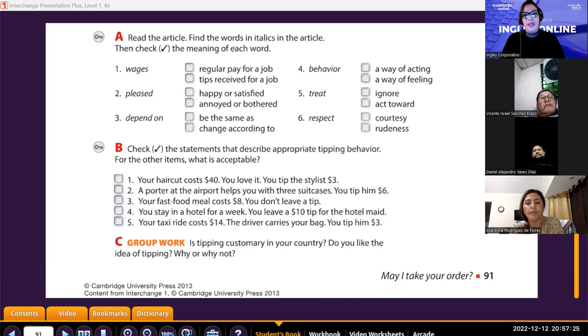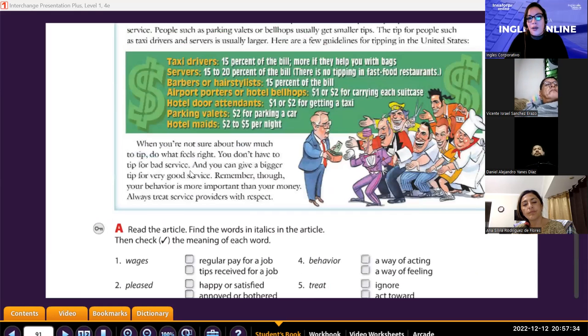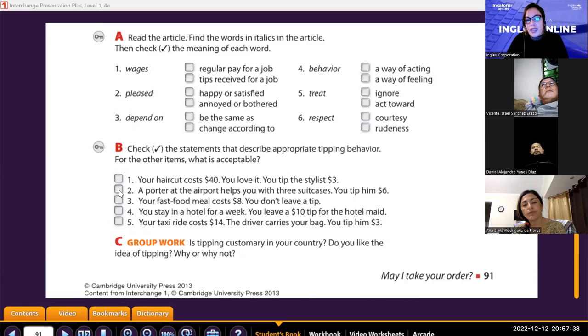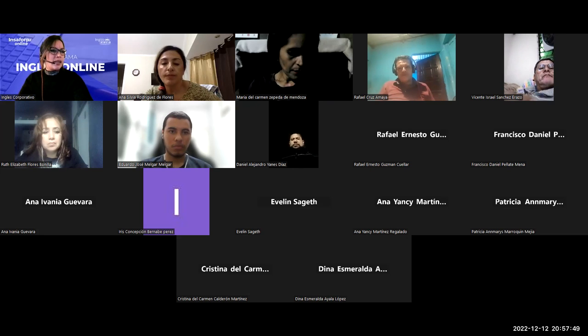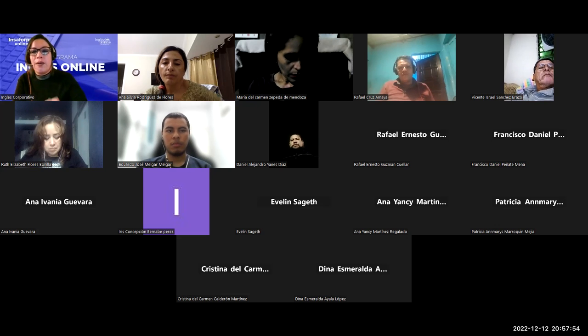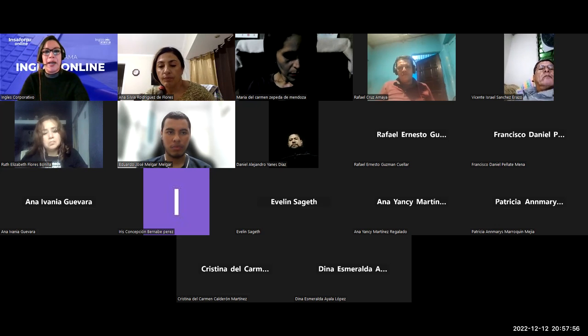Okay, so I think that would be it for today. The idea is that you can do this exercise, but you have to be doing the math. If it is appropriate according to this behavior in the tips, you check it. If it is not okay, you leave it blank. Whenever you have time, you can work on that. I think that was the last part of section 3. Tomorrow we will be working on section 4, doing comparatives and superlatives.